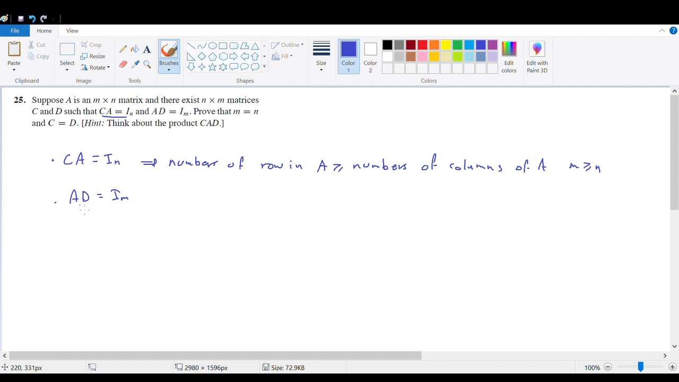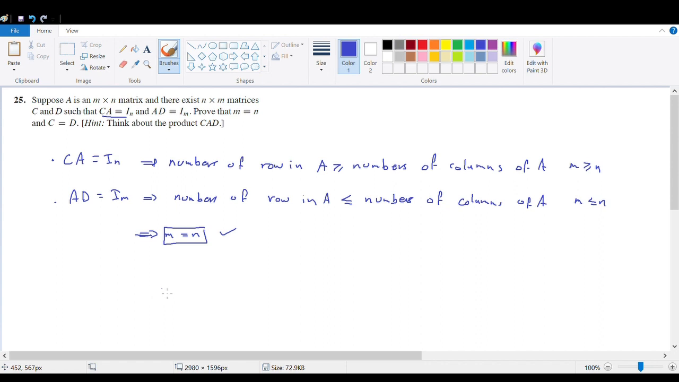Similarly, if AD is equal to Im, that means the number of rows in A is less than or equal to the number of columns of A. That means m is less than or equal to n. Now if we have m greater than or equal to n and at the same time m less than or equal to n, from here we conclude that m should be equal to n. And this one is proved.